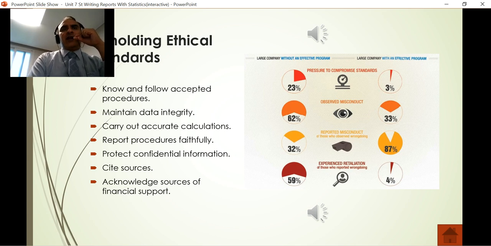The same thing, carry out accurate calculations. You make sure you double check that. Just because it's Excel doesn't mean it's accurate. Sometimes Excel also makes mistakes due to the programming, so you have to check that. You have to report the procedures faithfully, meaning in good order, and that you carried them out with due diligence. You have to protect confidential information. This is ethical. Sometimes you collect some data and you're not going to share it with anyone not related to the study. You have to cite sources in case it's necessary, and acknowledge sources of financial support in case you had them. This goes more for professional life. All of them are more for professional life.